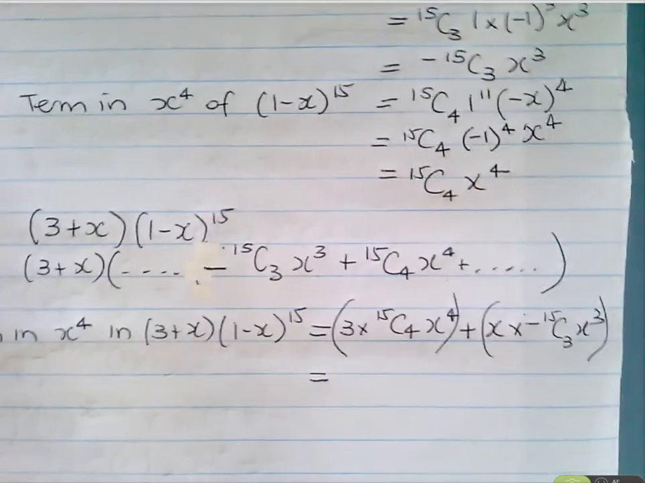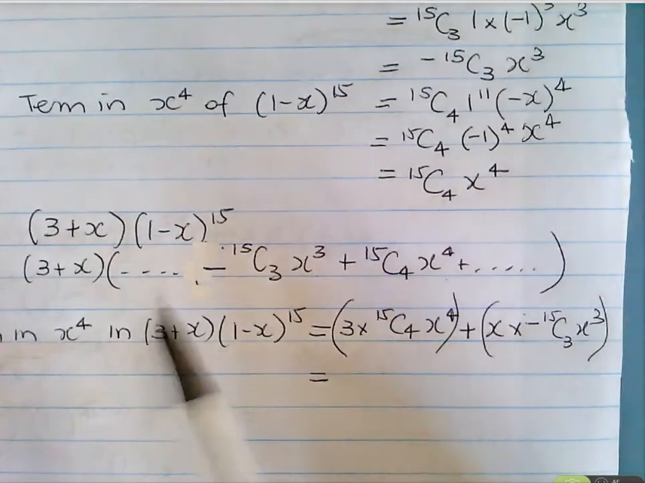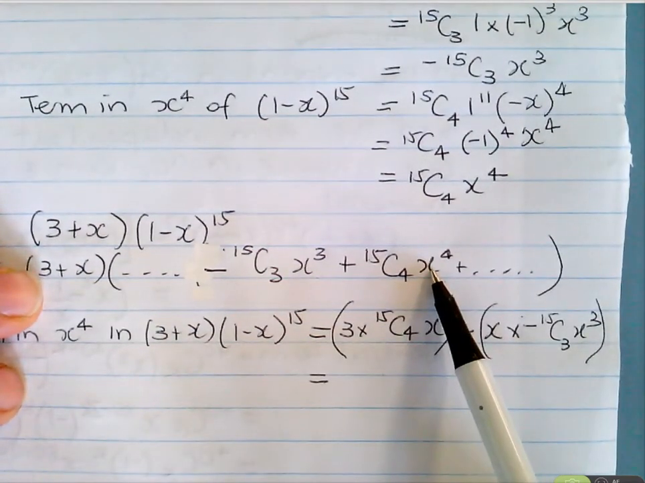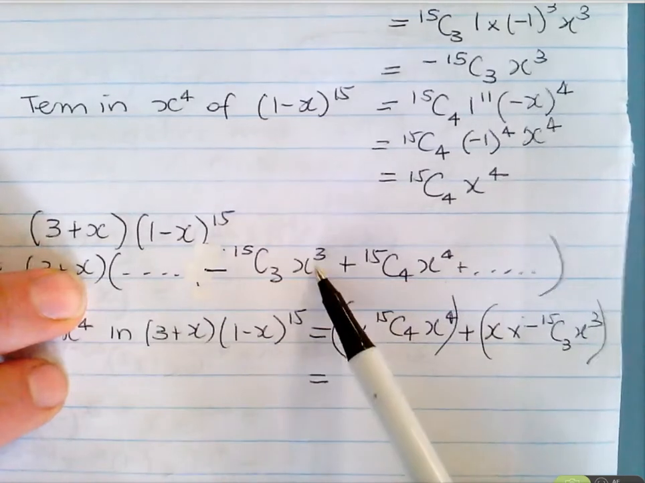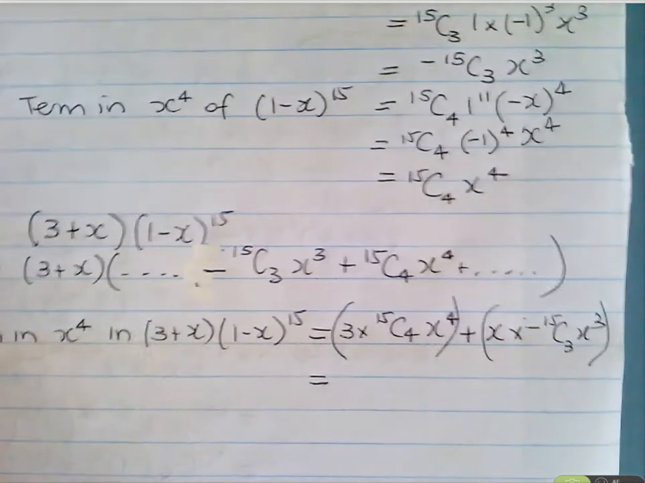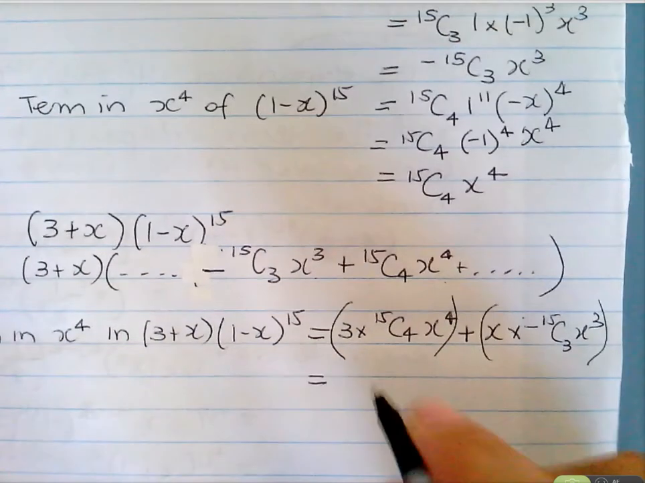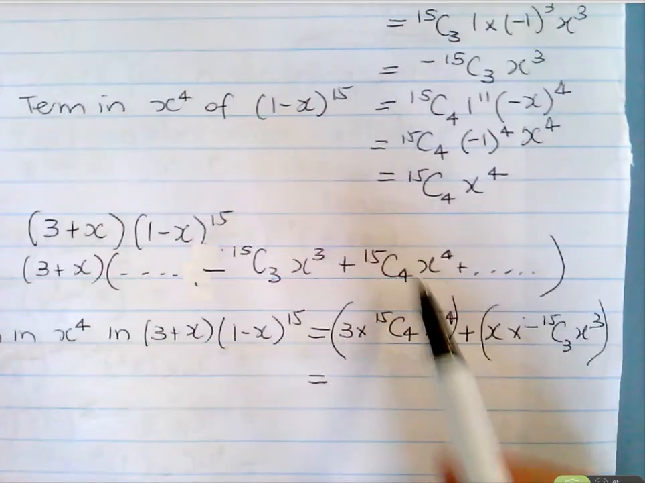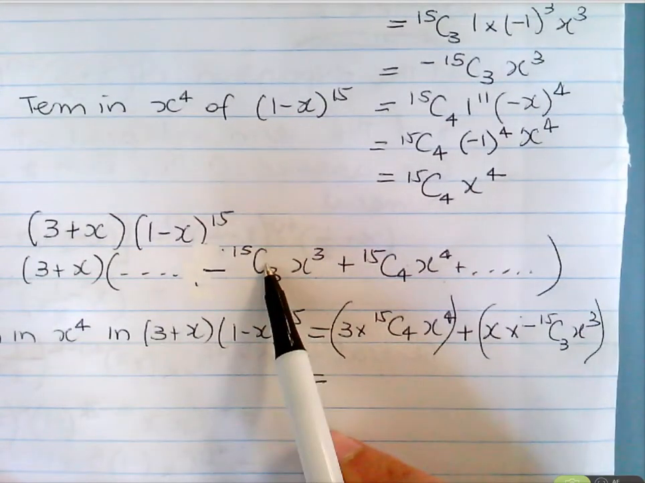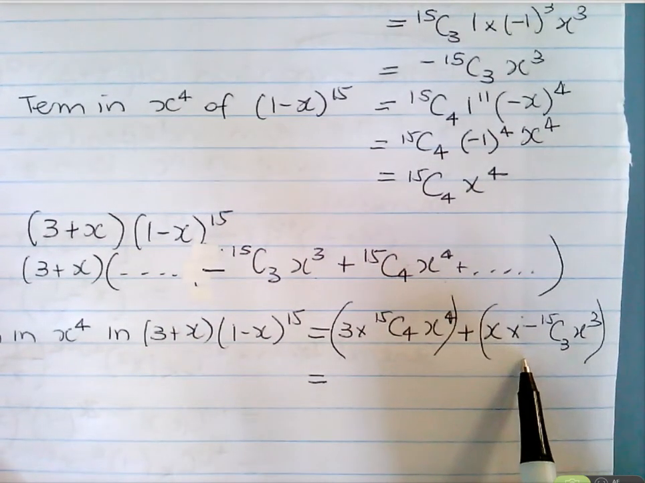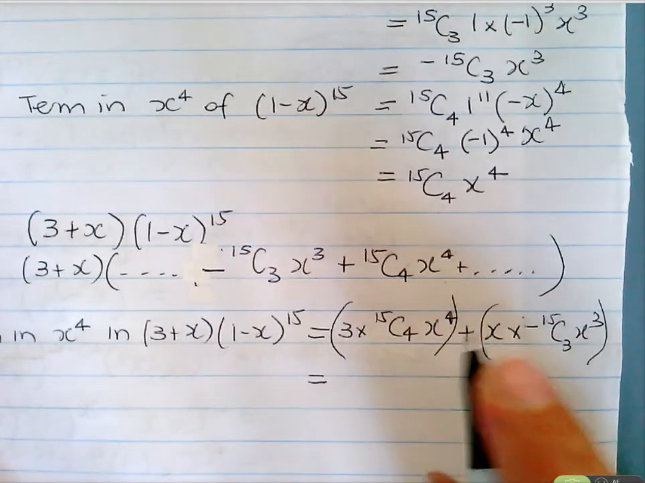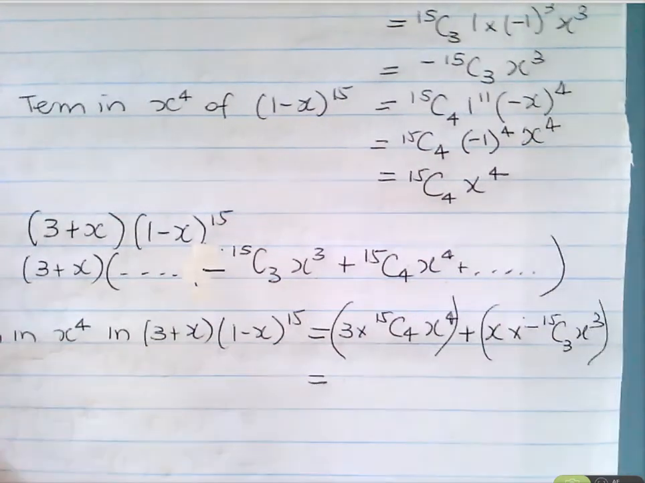We'll do another one of these. How? Look, it would be 3, the constant, times the x^4 term, which will give me an x^4. And the x times the x cubed term gives me an x to the power of 4. There are two terms that will give it to me. So it's the 3 times that and the x times this one. So what have I got? What's 3 times 15c4? You can work it out on your calculator.